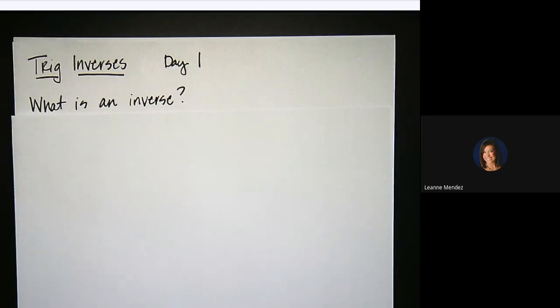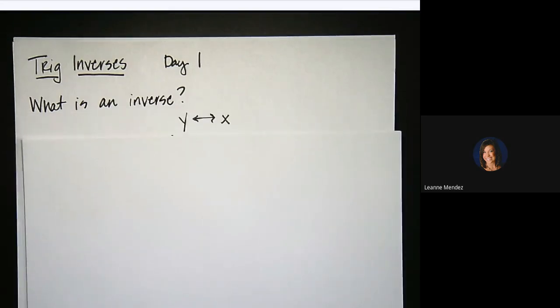So to start us off with trig inverses, we need to remind ourselves, what is an inverse? So I've gotten some notes written out here. If at any point in time you need to slow down, then feel free to pause the video. I just wrote things down ahead of time just for the sake of not making this video too long.